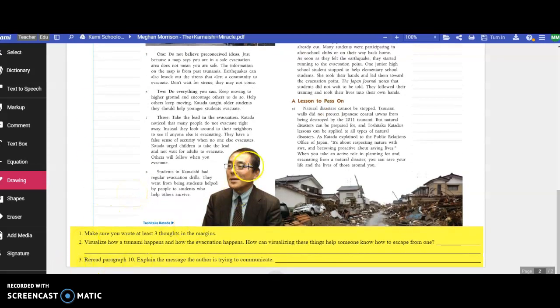And the last question tells you to reread paragraph 10 and explain the message that the author is trying to communicate. Because remember, part of what authors are doing, whether it's persuasive or just informative, they often have some sort of message that they are trying to show or teach you, or make sure you understand. So, see if you can figure out the message that the author is trying to communicate, from that paragraph.